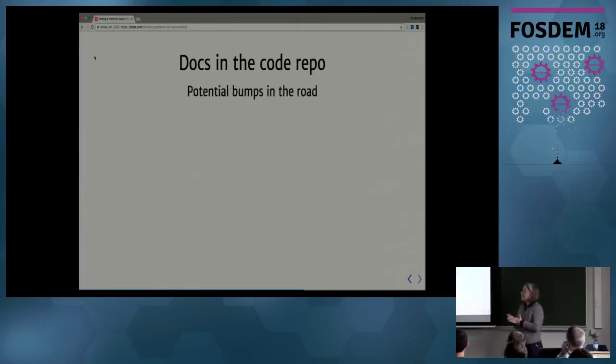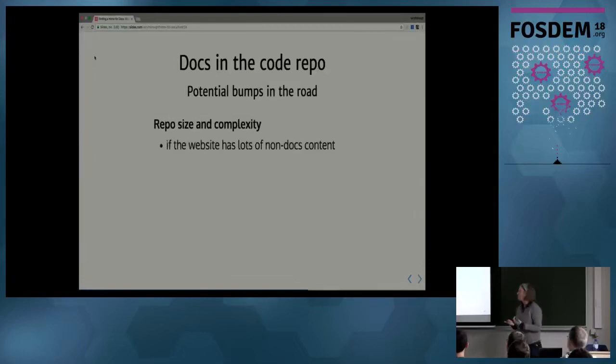Now, those are some pretty good benefits, but there are some other bumps in the road that we might have to worry about. We're balancing that against repo size and complexity. That can be an issue, for example, if the website has lots of non-docs content. So if it's got a blog or lots of video or heavy tutorials or things like that, stuff that makes your code repo really, really bulky, that's something you might want to consider, which was the media heavy part.